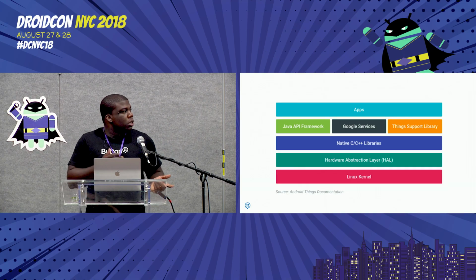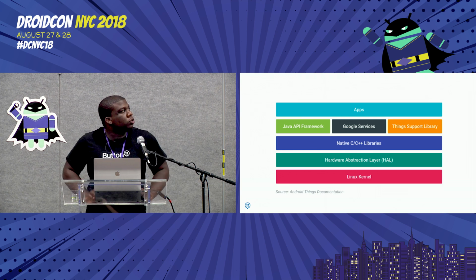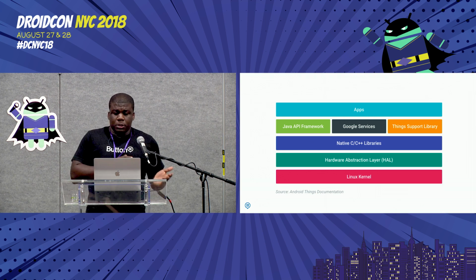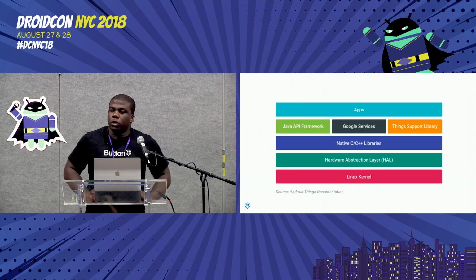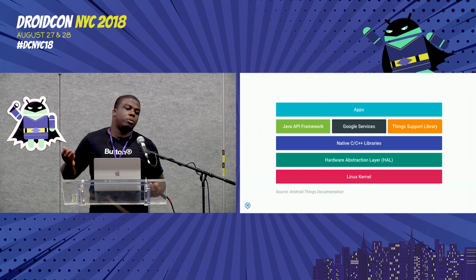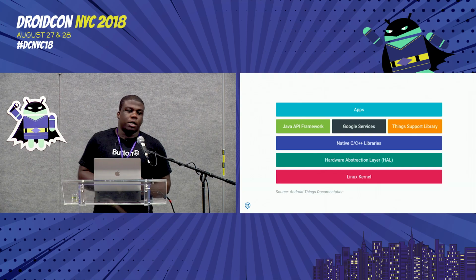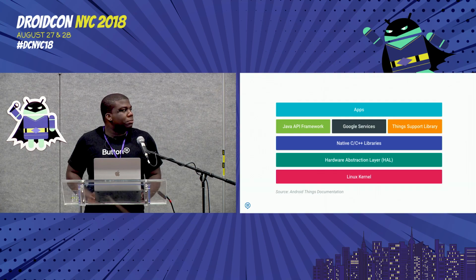So in general, how it compares to regular Android is that Android Things actually just runs one app at a time, as opposed to your phone or your tablet, which will be running multiple apps at once. But Android Things is literally just single responsibility. It'll just run one app at one time.